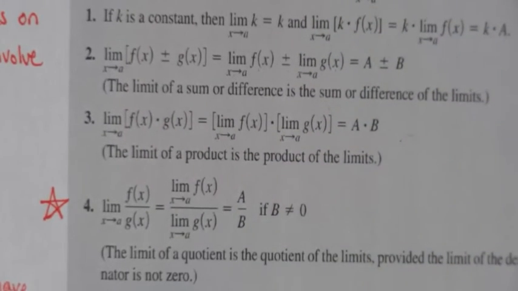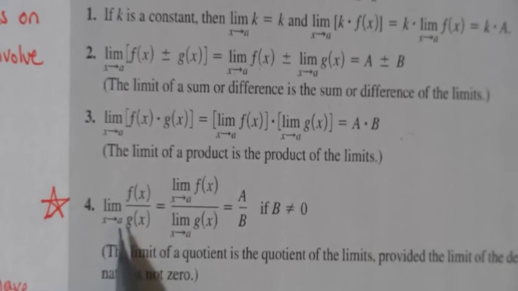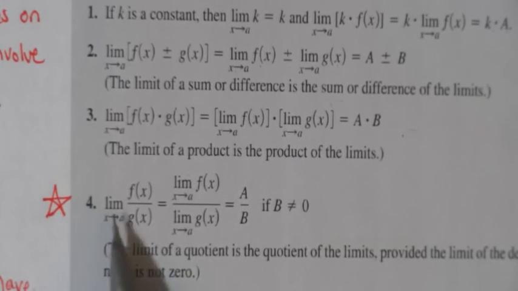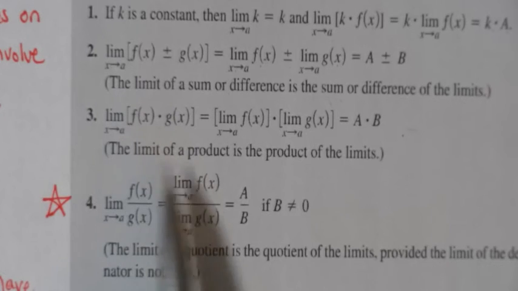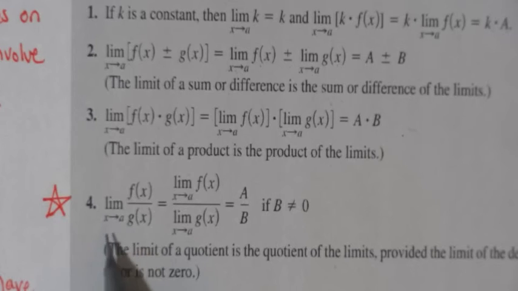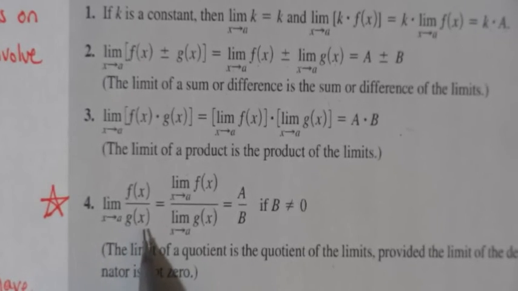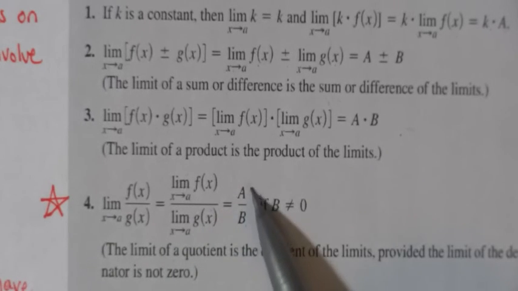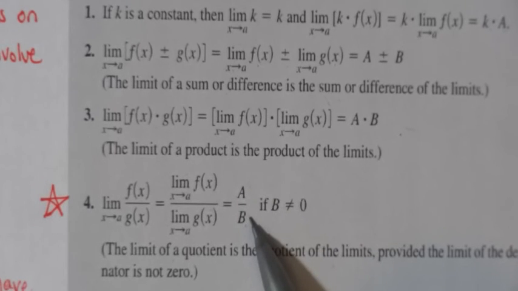So the one that I did want to get to is number 4 here. So similarly, the limit of a product is the product of the limits. The limit of the quotient is the quotient of the limits, but provided that the denominator has a limit that exists for that value. So in this case, we can't let the limit as x approaches a of g of x be 0. And in the notes, we talk about what happens if the numerator and denominator both have limits that equal 0.